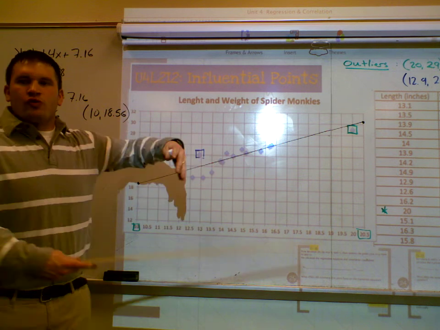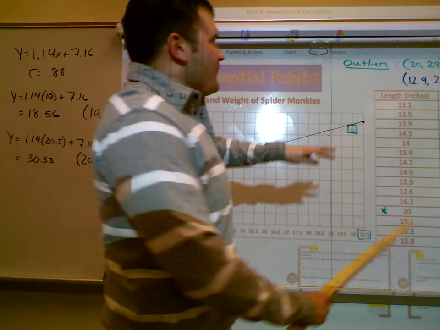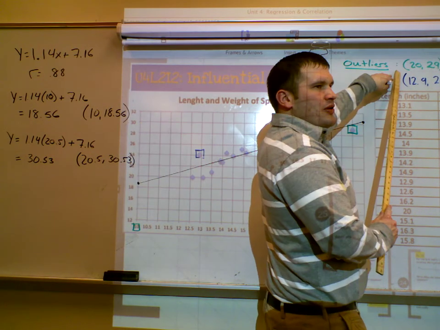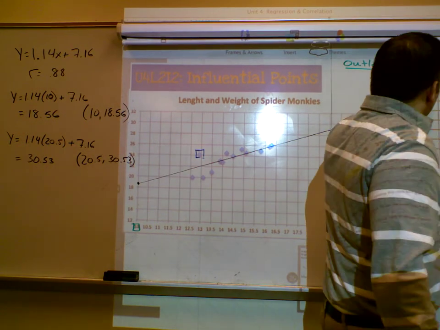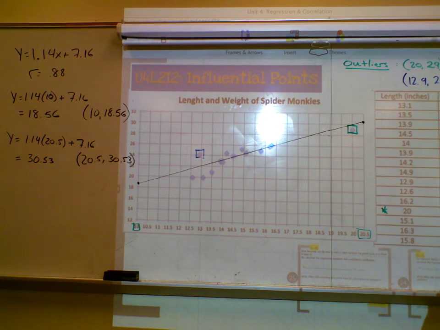Right? So, write down your predictions. Say, if I remove 20, 29, my slope will be this and my R value will become this. Okay. If I remove 12.9 and 24.1, my slope will change this way. My R value will change this way. Write something down. Take a prediction. Get involved fast.